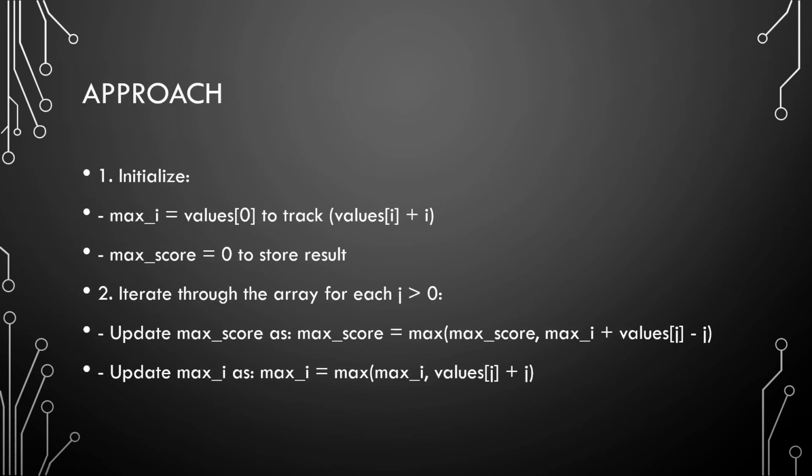The approach involves two main steps. First, we initialize max_i to values[0] to track the maximum of values[i] + i. Next, we iterate through the array. For each index j, we compute the score for the pair i, j and update max_score as we go. After each step, we also update max_i with the maximum of the current value of max_i and values[j] + j. This allows us to efficiently compute the maximum.